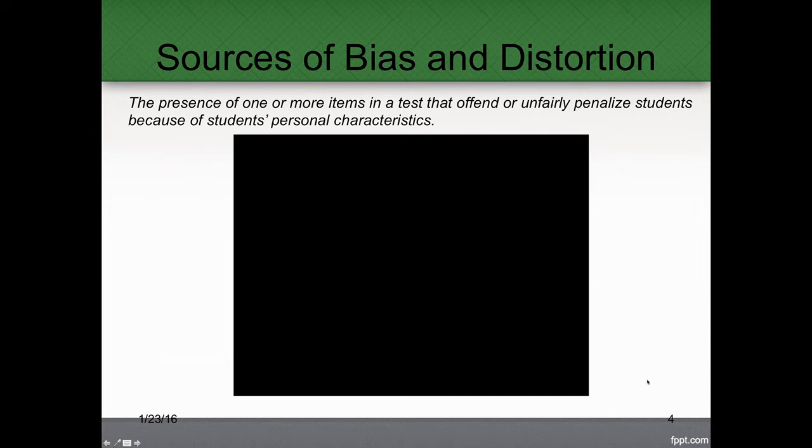So the definition of test bias is the presence of one or more items in a test that offend or unfairly penalize students because of students' personal characteristics. And sometimes that's hard for us to understand, so I have a video here for you to watch.